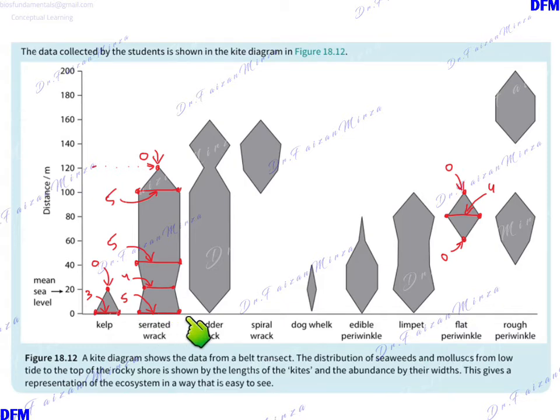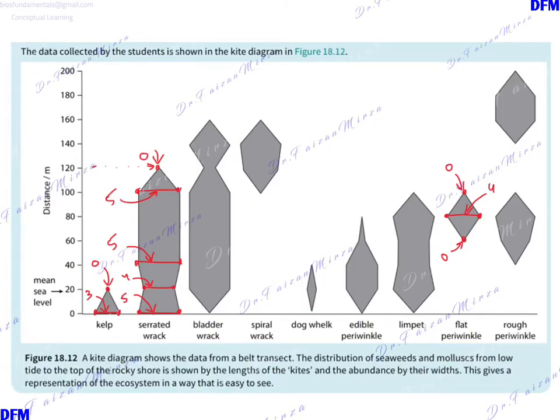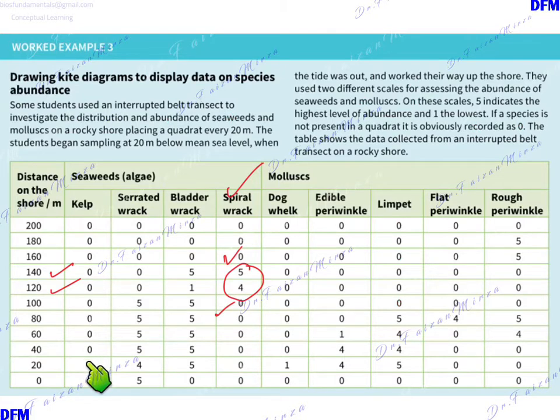In a kite diagram, we take on the x-axis the species that we have counted, on the y-axis we take the changing abiotic factor, which in this case is the distance in meters from the shore. So we place the distance from the shore here. We just mention these distances on the y-axis, and for example, the first kite will be made for kelp. Kelp abundance is 3 here, and 0 at 20.